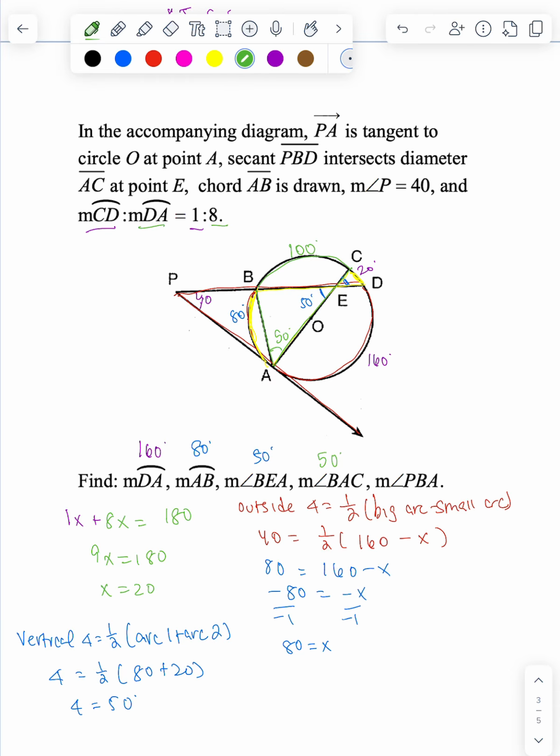And finally, the measurement of angle PBA, that is this angle on the circle, which is half of its intercepted arc. The intercepted arc is 80, so the angle is 40. And there we have it.